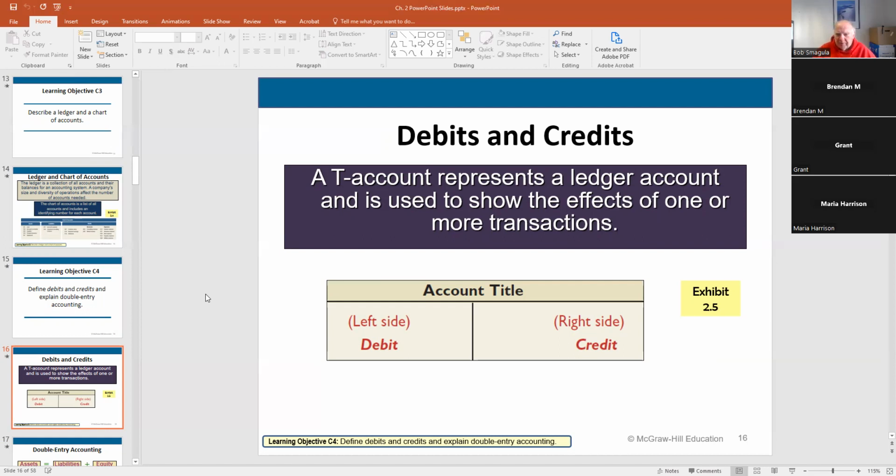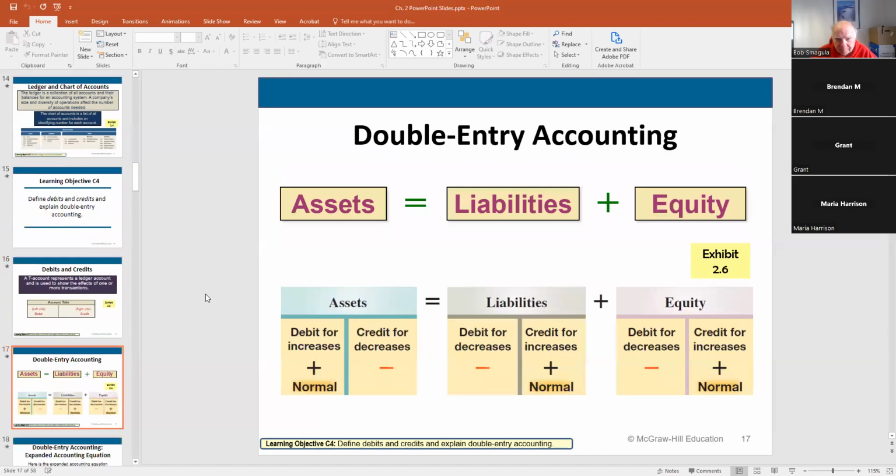A debit is not better than a credit. A credit is not better than a debit. They have no moral duties attached to them. So here we look at our accounting equation, assets equal liabilities plus equity. Now what are you seeing? You're seeing the rules of the debits and credits.